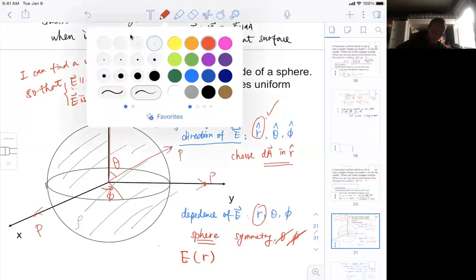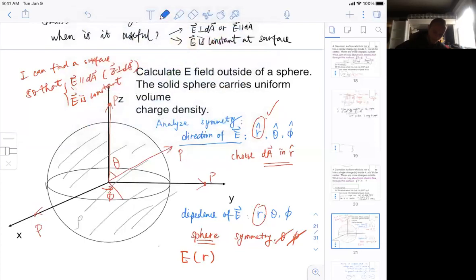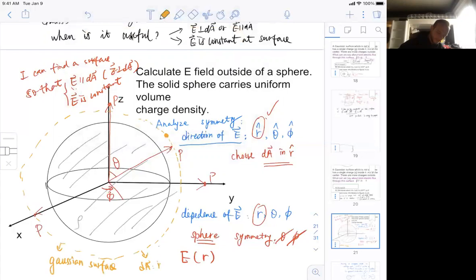So let's draw the surface together. We're going to draw our Gaussian surface. Randomly somewhere outside of the surface, I'm going to put it here. Use a different color. I'm going to draw a sphere. This is my Gaussian surface. Okay, so this is called a Gaussian surface. It's a sphere. And I have met the condition that dA is in the R hat direction.